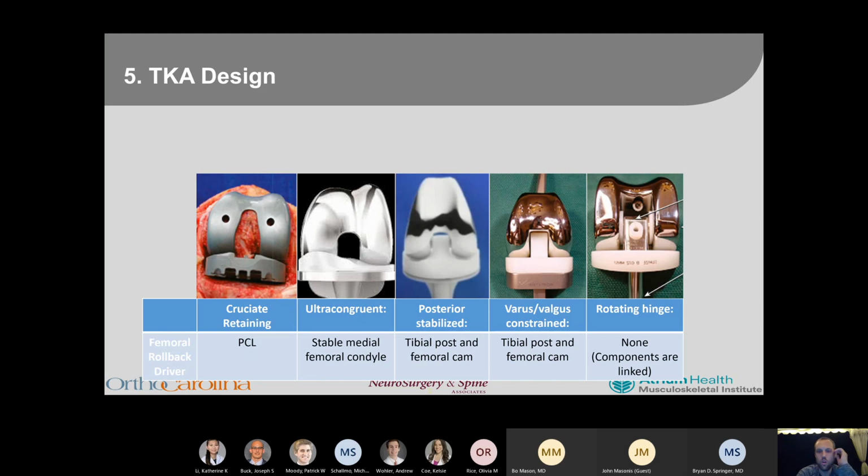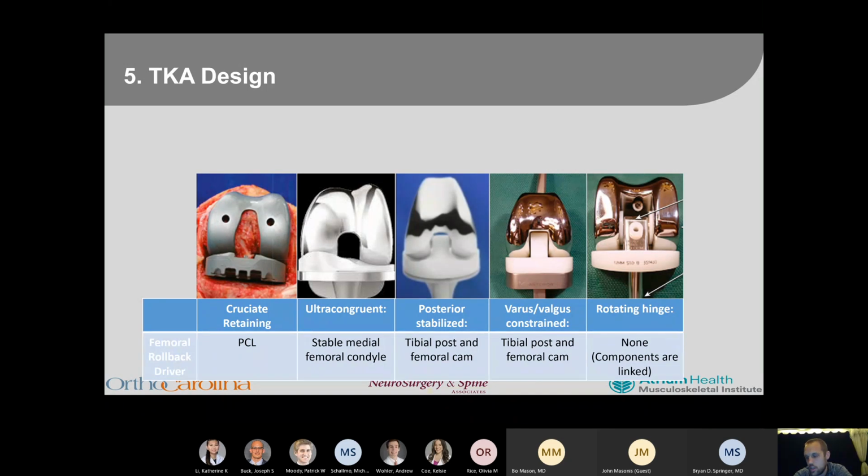So going from least constrained to most constrained, a cruciate retaining, as you can see on there, people are mostly familiar with this from other services. When we talk about somebody who has a periprosthetic fracture, we're trying to figure out if it's a cruciate retaining implant, because then we know it has an open box and we can put a nail through it. So you can actually see part of that there with the open box, and it's the PCL itself that's going to be driving the rollback there.